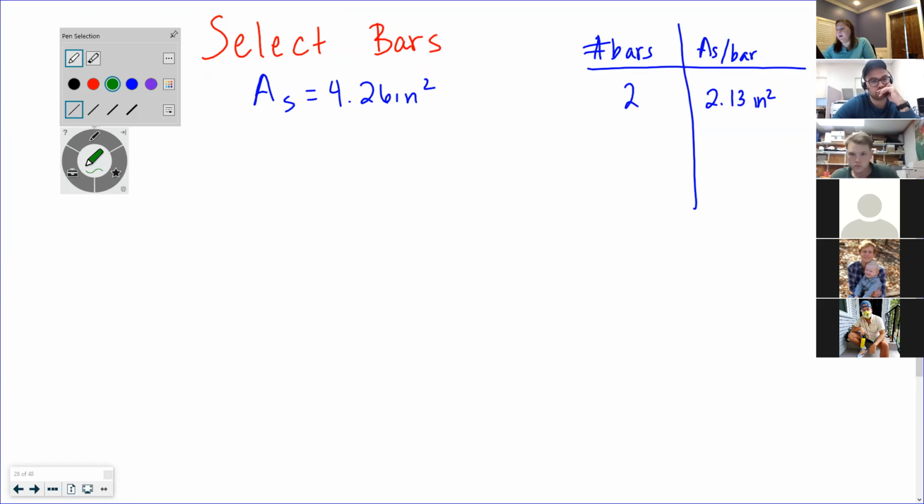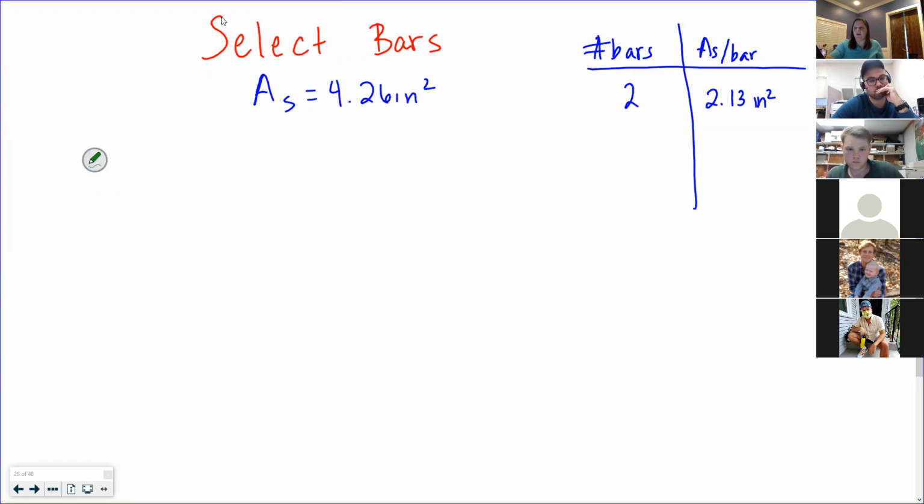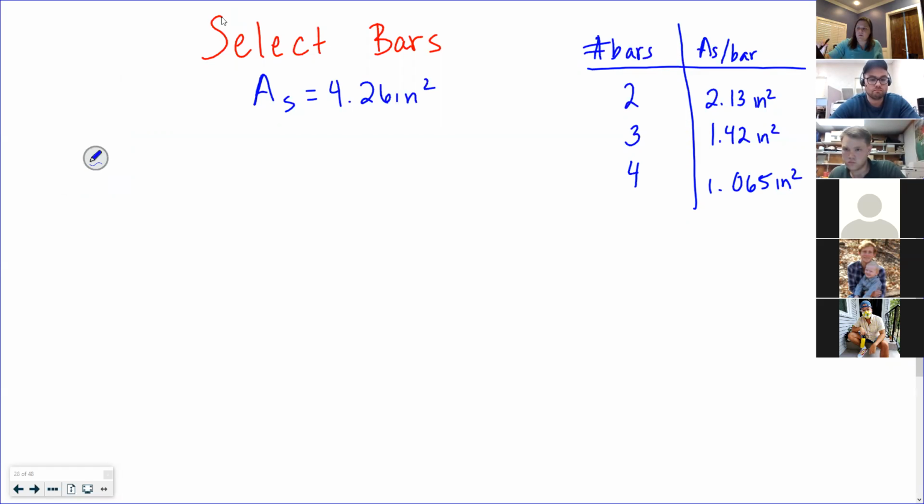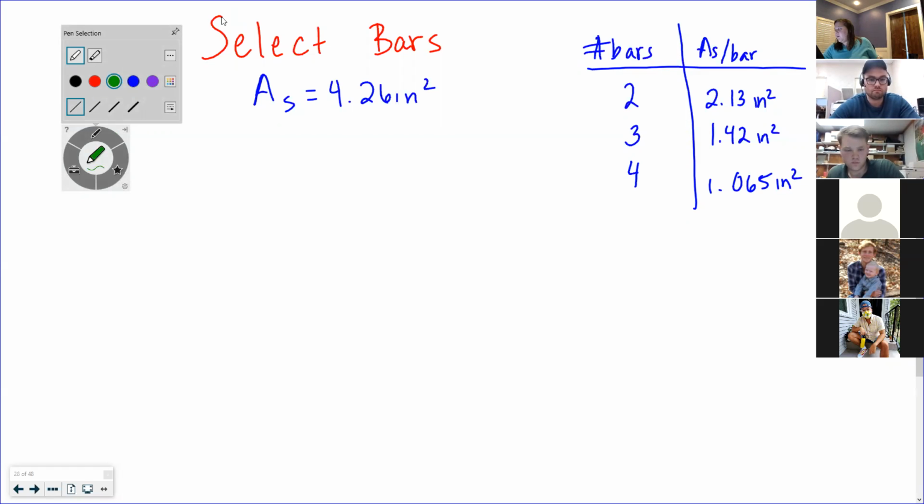You're right, but 4.26 is a lot, and we're talking about 2 number 14s. Those are really big. I've seen them in person. They're not small. If I have 3 bars, 1.42, I'd need like 3 number 11s. If I have 4 bars, 1.065, that would be like 4 number 10s.